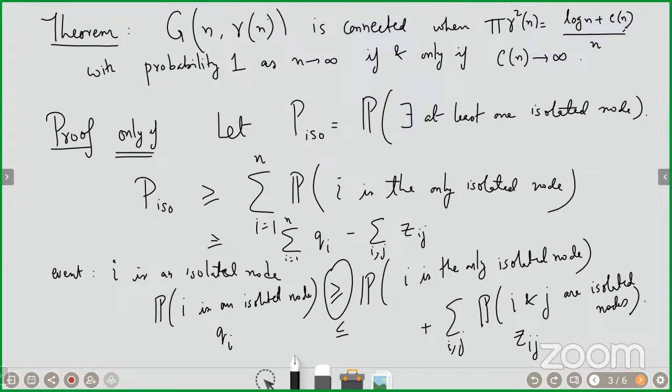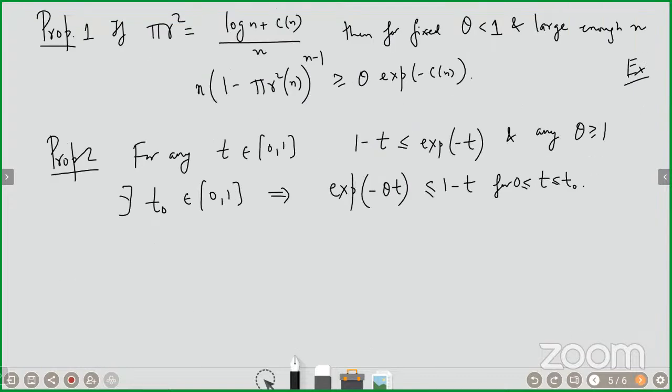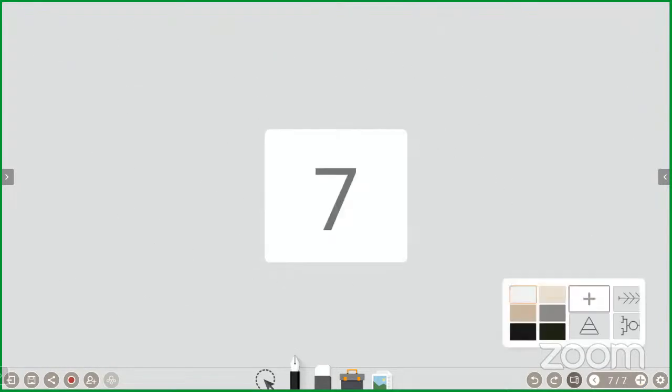Okay, so now let's go to the sufficiency part. One way to build a proof for sufficiency is using the coupling argument. Here is something which we are going to do by coupling the Poisson process and the uniformly distributed points in the unit square.